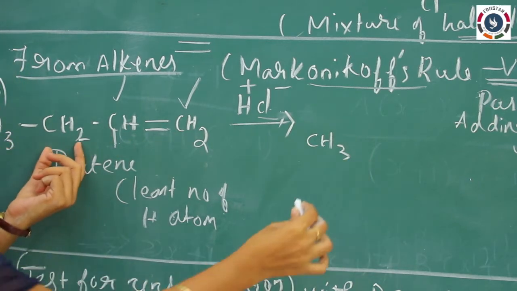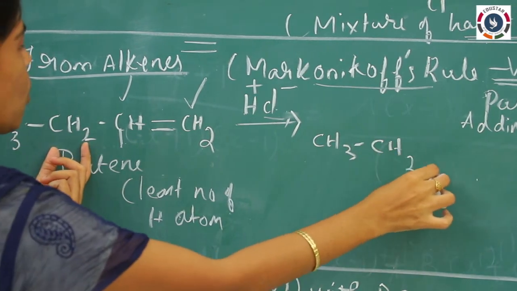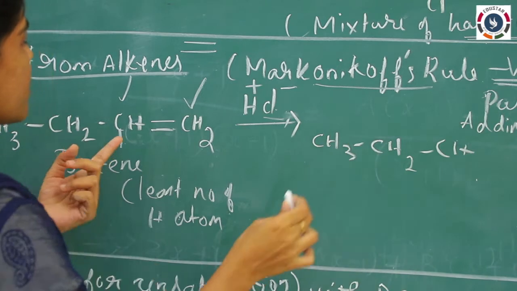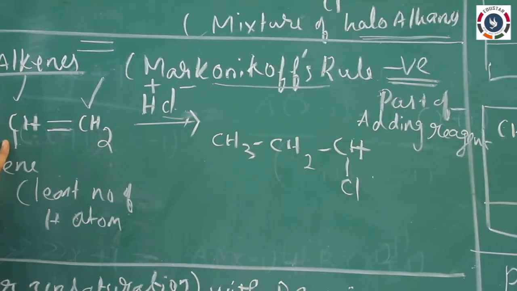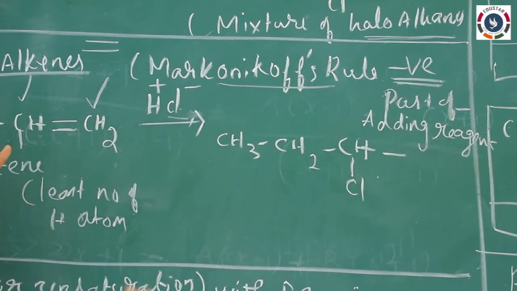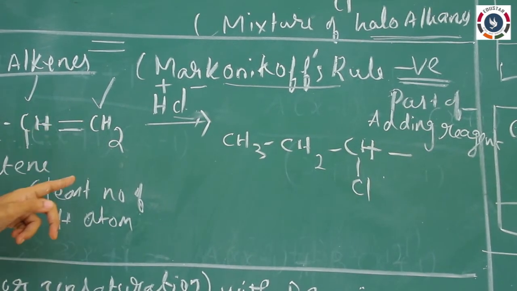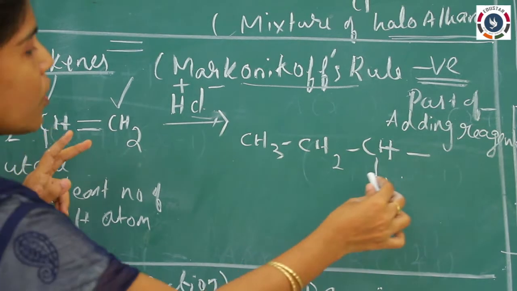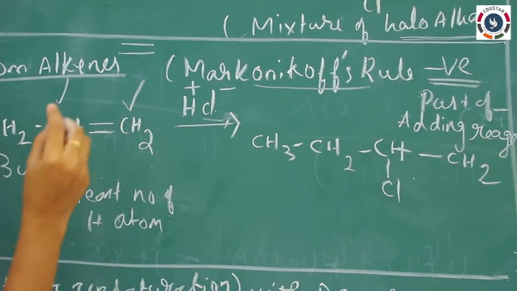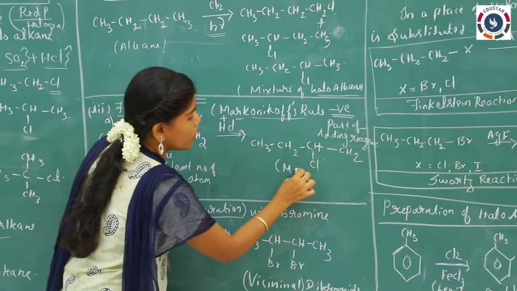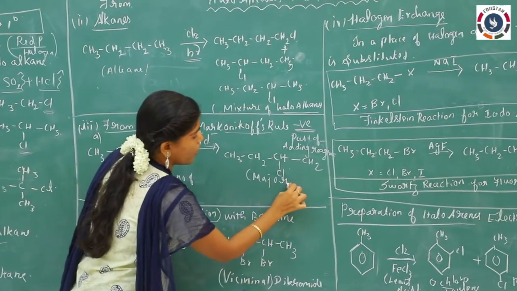CH3, CH2, bond CH. This is the least number of hydrogen atoms, so I am adding the chlorine here. On addition of any reagent, the double bond will get broken. So CH2. This will be the product. This is of course going to be the major product.